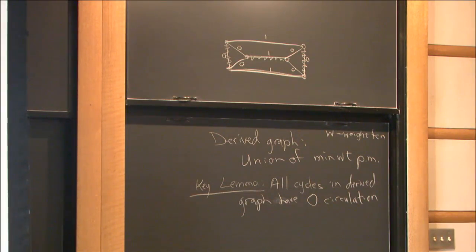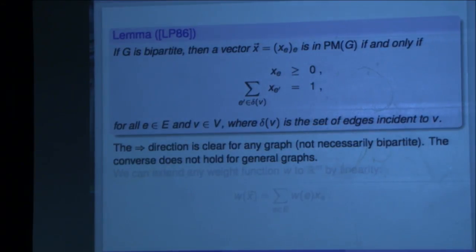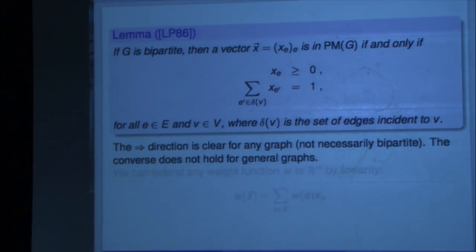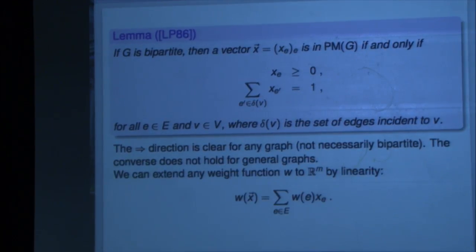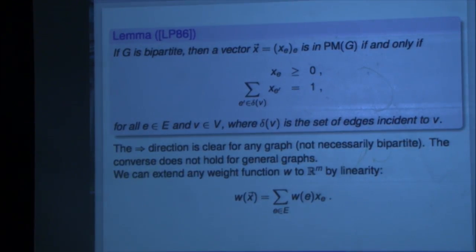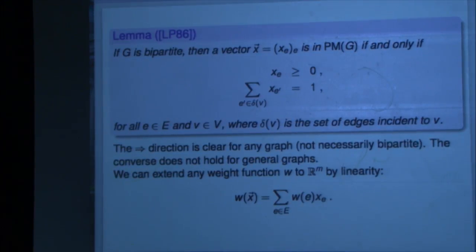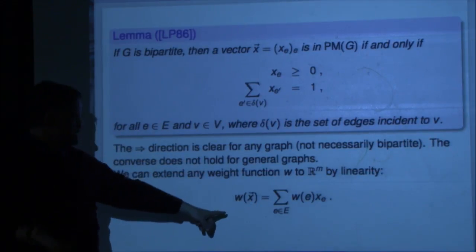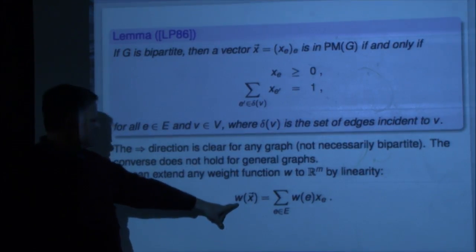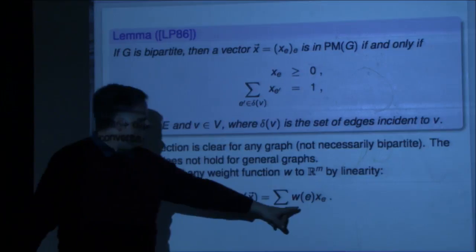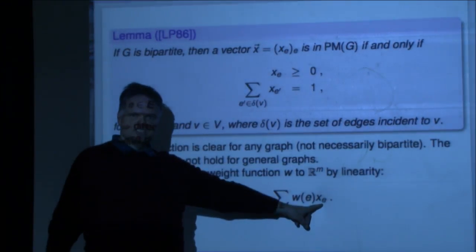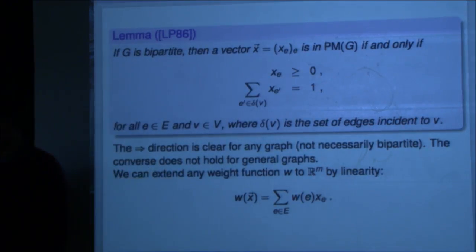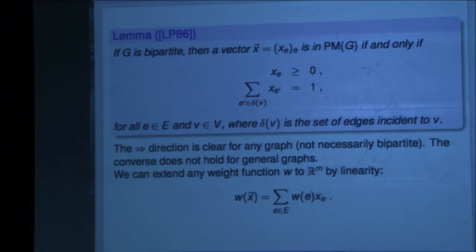All right. Okay. So the forward direction is clear for any graph. The converse only holds for bipartite graphs, not necessarily for general graphs. Also fairly standard, we would extend the weight function W to all of the vector space just by linearity. So if X is a vector, its weight is, you take the contribution of each edge into the vector and multiply it by its weight, and just sum that over the edges.